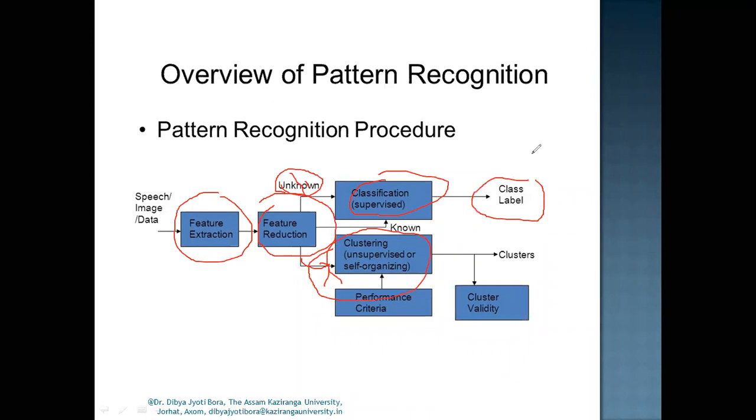Yeah, this is the pattern, like suppose this is the pattern of a dog, this is the pattern of, say, a cat. So those dog, those cat, this will be our class labels.